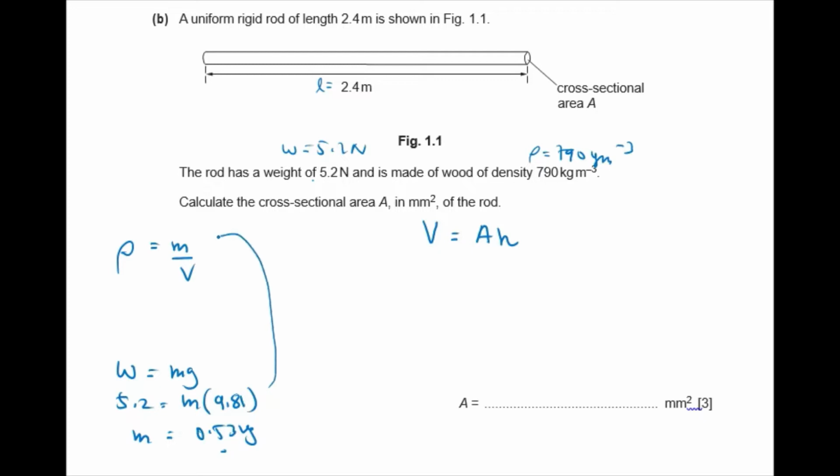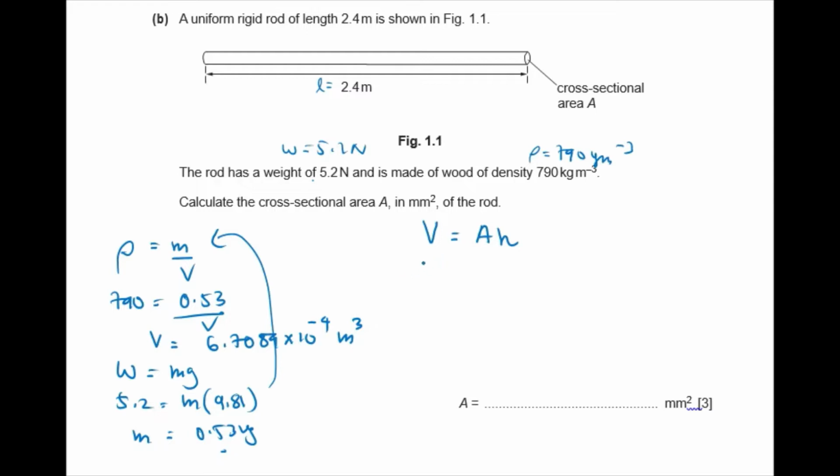5.2 equals mass times 9.81. So mass is around 0.53 kilogram. Then you substitute mass here: 790 equals 0.53 per volume. So volume equals 6.7089 times 10 power negative 4 meter cube.